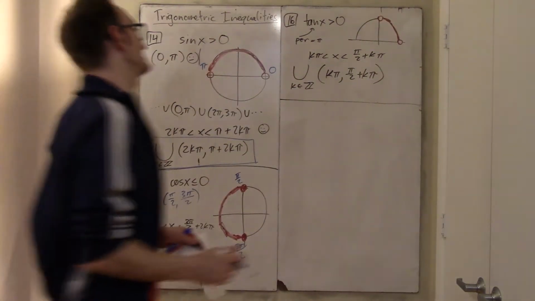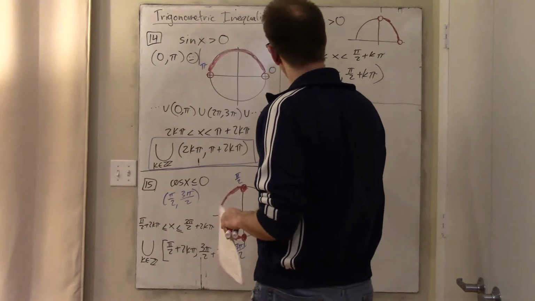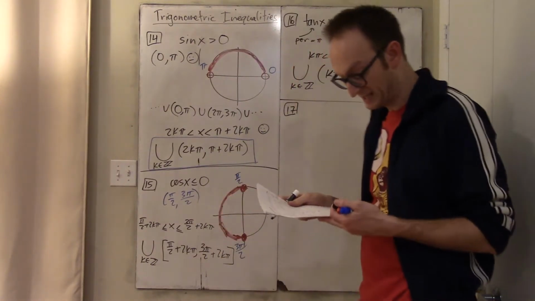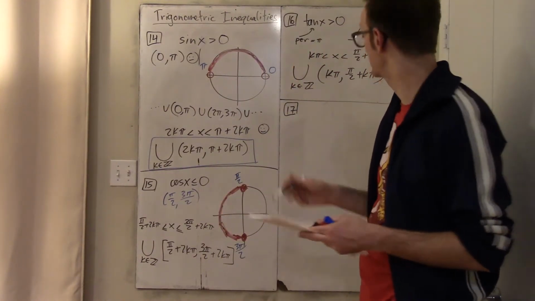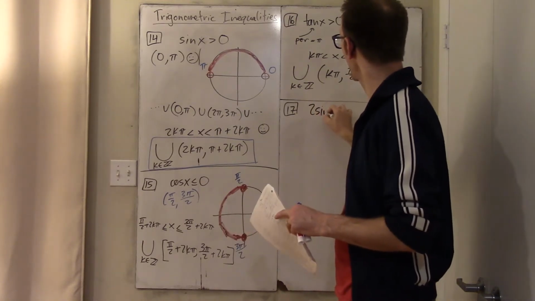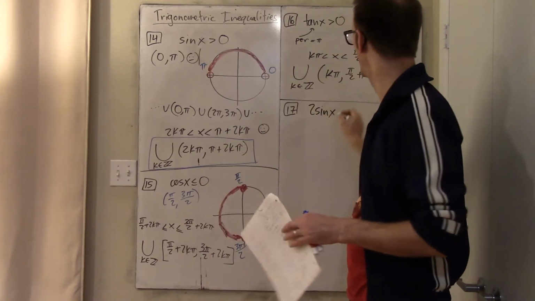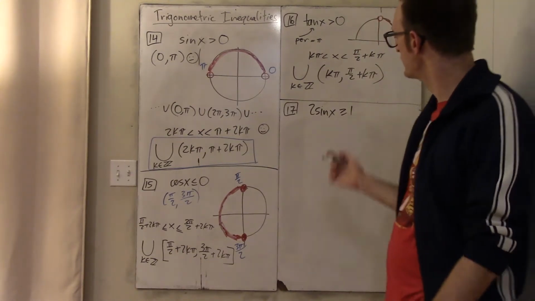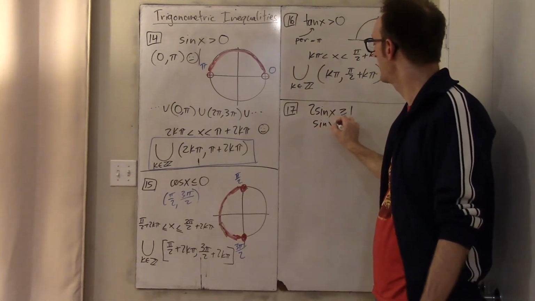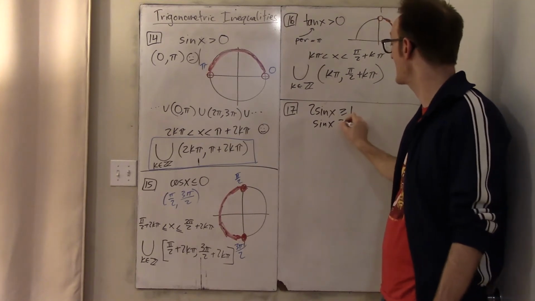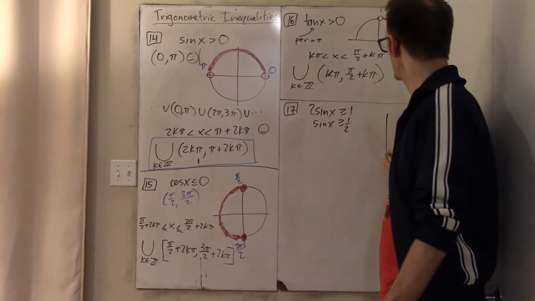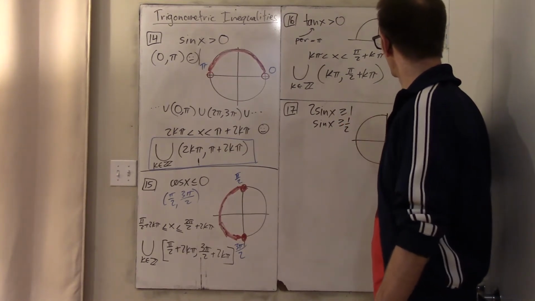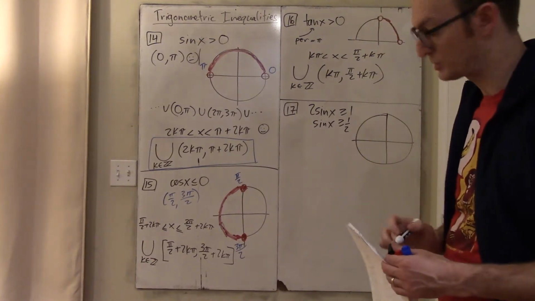More. 17. This is also one that I did in class. 2 sine x is greater than or equal to 1. Okay, what do we do now? Well, we just do it, right? If 2 sine x is greater than or equal to 1, that means sine x is greater than or equal to half. So again, I will draw a picture because I'm thinking about this whole thing geometrically.